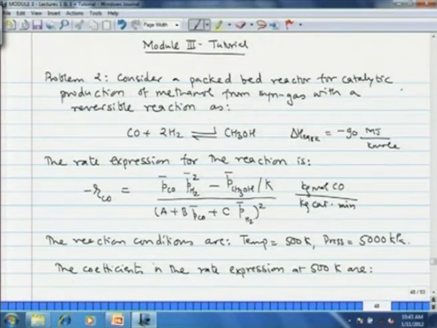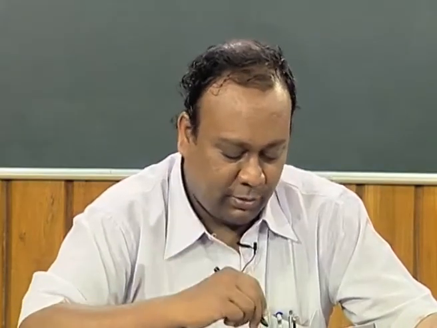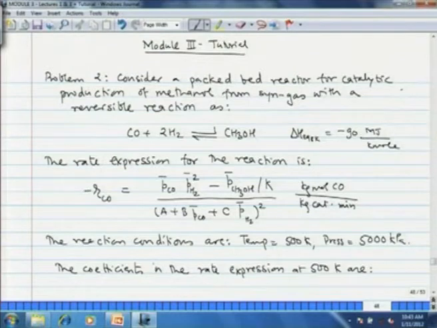Now partial pressure is applicable only in case of ideal gas. The behavior may deviate from ideal gas, so we can say fugacities here. So the P bar are the fugacities of different components. The rate expression is in kg mole CO per kg catalyst per minute. The reaction conditions are quite harsh: temperature of 500 Kelvin, pressure of 5000 kilopascals or 5 megapascals.